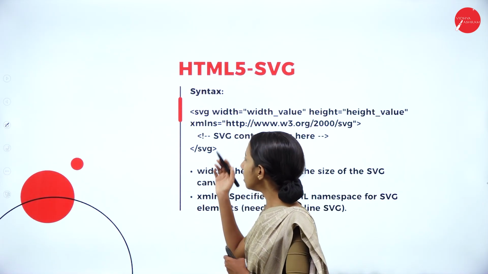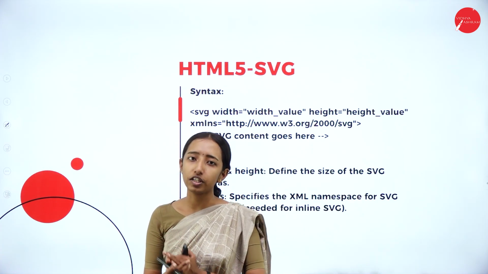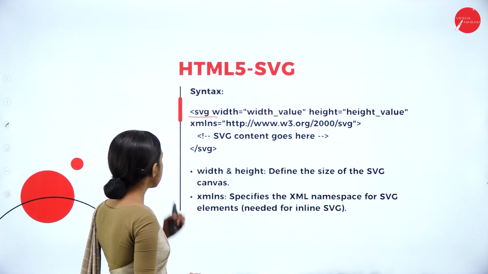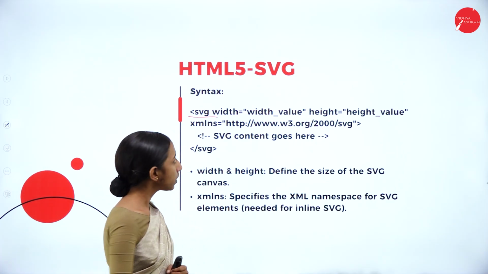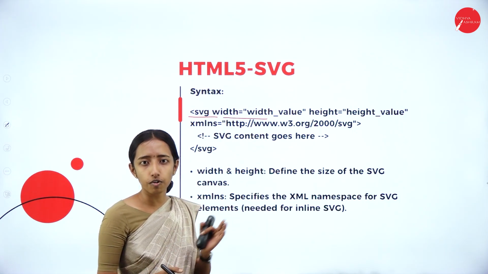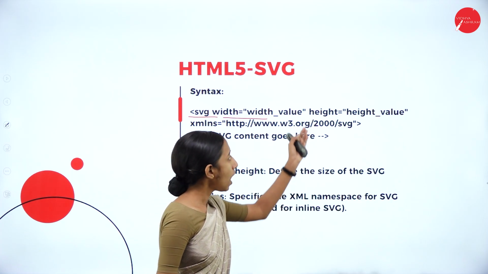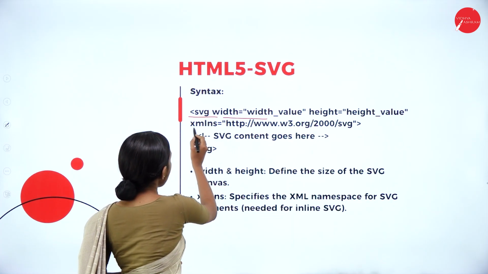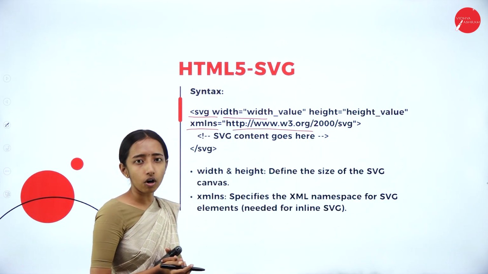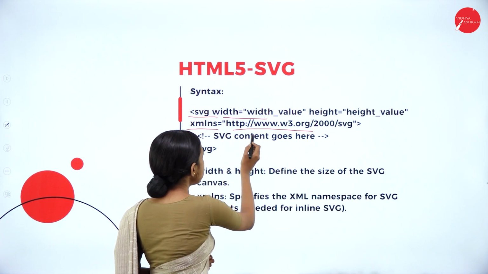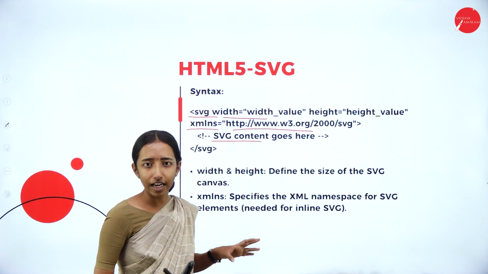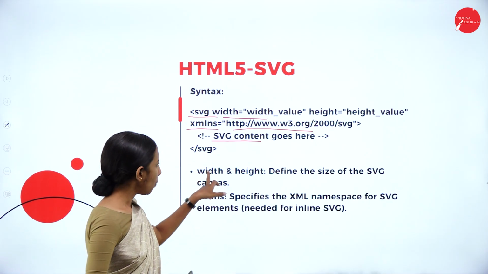So the first thing here is the syntax of the SVG. So what is this syntax? How we can use the SVG with the HTML5? So here we are having SVG, and here SVG width, we are giving the width, that is the attributes of the SVG, width value, and the height value, and here we are having XML namespace. So here we have given the www link for the XML namespace, and here we are having the content what we want to draw. So this is a simple syntax what we are having, and here you can see width and height.